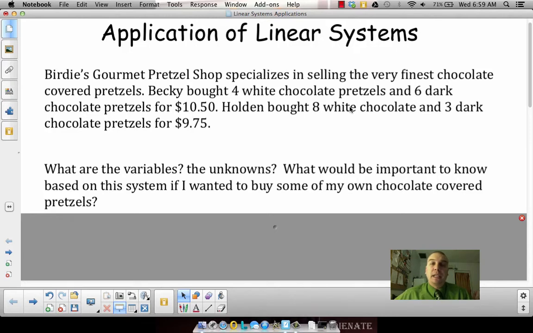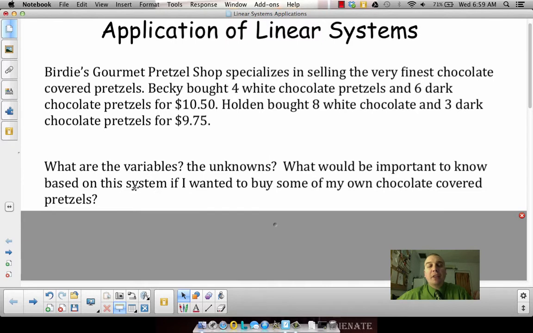Alright, so let's deal with the example of linear applications today. This is the one that's number 9 on your handy dandy review sheet. Birdie's Gourmet Pretzel Shop specializes in selling the finest chocolate covered pretzels. Becky bought 4 white chocolate pretzels and 6 dark chocolate pretzels for $10.50. Holden bought 8 white chocolate pretzels and 3 dark chocolate ones for $9.75.